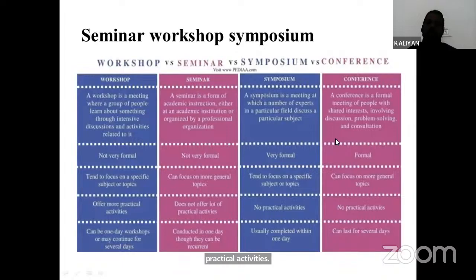Though they can be recurrent. A symposium is a meeting where they call experts in a particular topic, who deliver lectures. That is called a symposium. It has a very formal structure and focuses on a specific subject or topic. There are no practical activities. A symposium might be completed within one day. A conference is a formal meeting of people with shared interest, involving discussion, problem solving and consultation. It is formal, focuses on general topics, has no practical activities, and can last for several days.